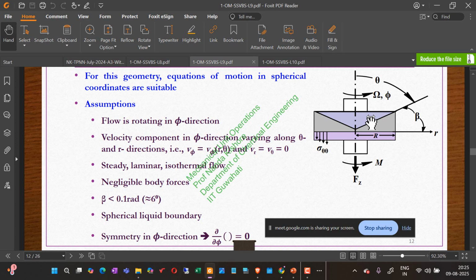The isothermal and non-isothermal topics will come up in the next parts, where non-isothermal means heat transfer or mass transfer will also take place during the motion. So simultaneous heat, mass and momentum transfer will be discussed in the later weeks of the course. Negligible body force is assumed here. The beta angle is less than 0.1 rad, which is smaller than 6 degrees. And then the spherical liquid boundary you are actually considering for this. And symmetry is also there, because here the axis symmetry is along del by del phi, right?